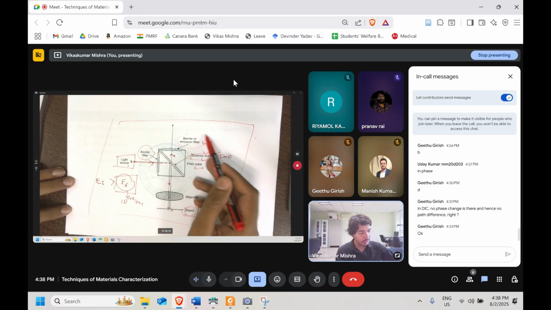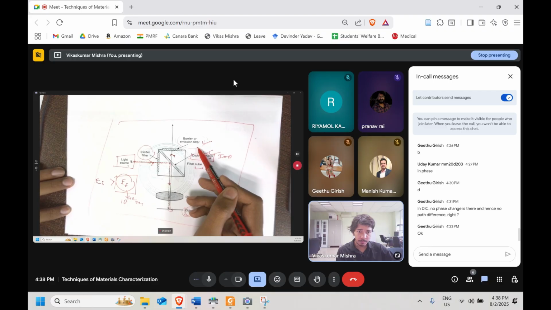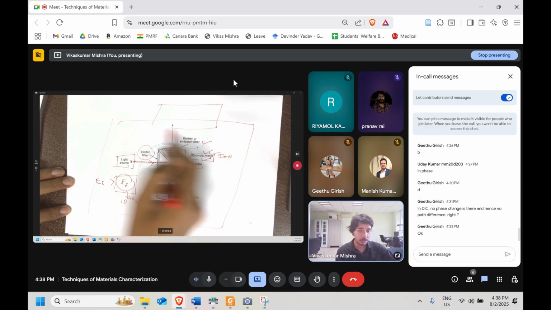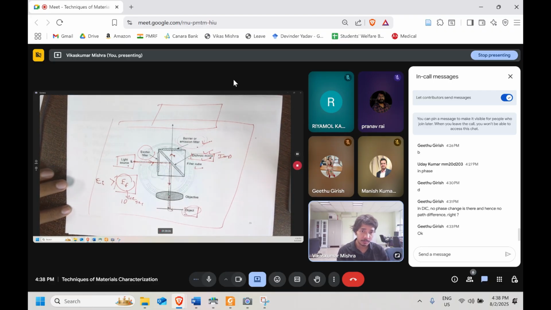Now once it passes through this emitter filter, there is a screen. Now you will be able to see the specimen. Okay, it's mostly used for biological specimens. One more thing, I forgot to tell you that there is some fluorescent material. All materials are not fluorescent material. It's very rare; very few materials are fluorescent.